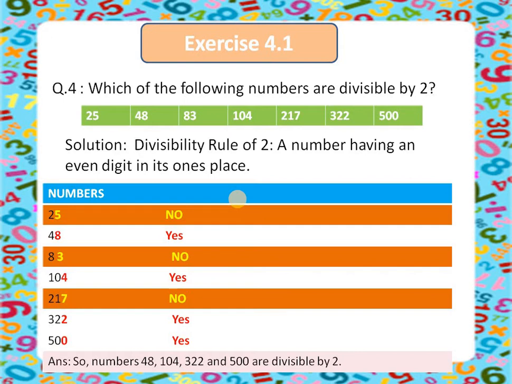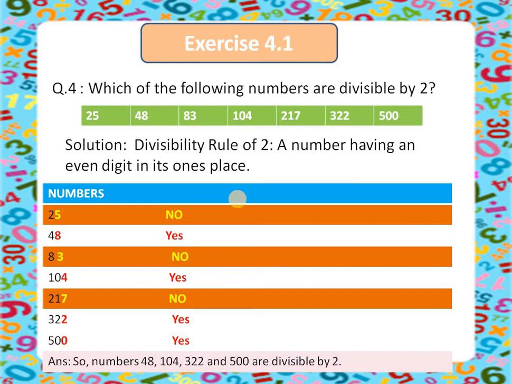83 now. Check out the last digit. It is odd. 3 is odd. So it is also not divisible by 2. 104. Check out the last digit 4. 4 is what? An even digit. So yes, it is divisible by 2. 217. 7 is what? Odd digit. No. 322. In 322, the last digit is 2. So 2 is an even digit. Yes, it is divisible by 2.